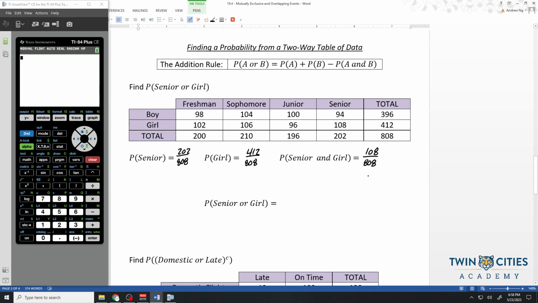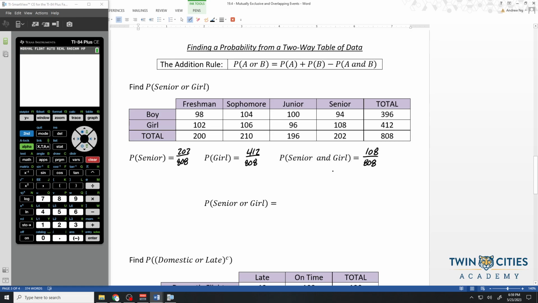Okay, so now I want to know, what's the probability that either a senior or a girl will get this? So to do that, I'm going to do the addition rule. This says the probability of getting a senior or a girl is going to be the probability that it goes to a senior plus the probability that it goes to a girl minus the probability that it goes to a senior girl.